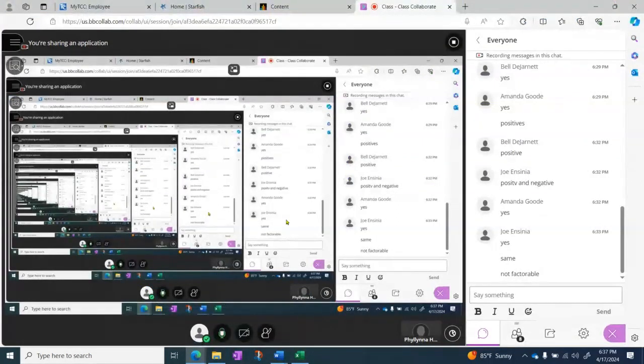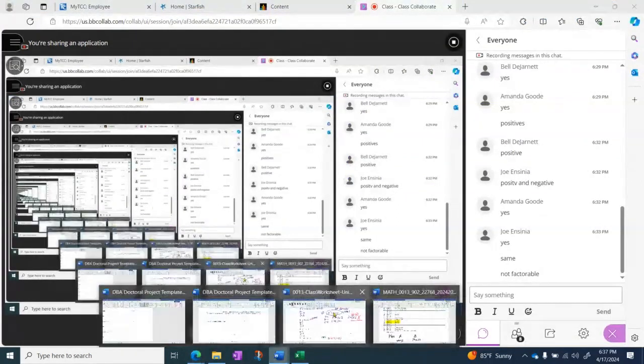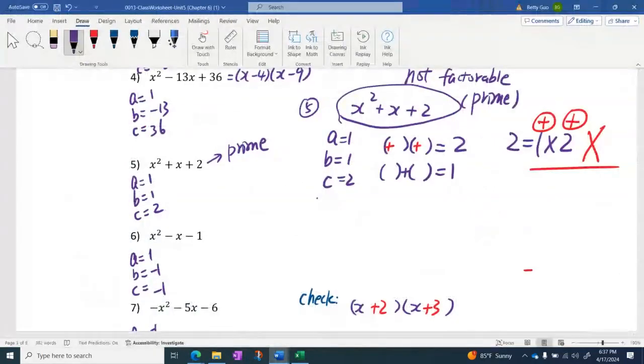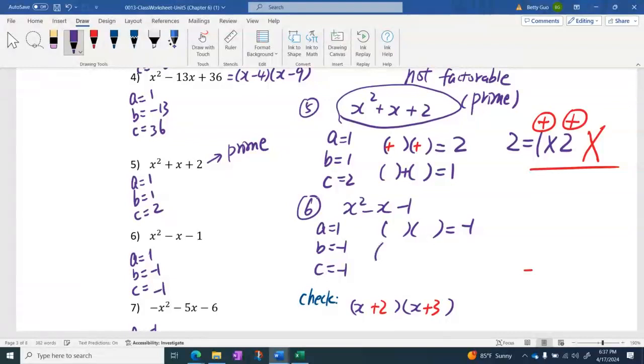Not factorable, yeah. Thank you, very good, exactly. That one is not factorable. Let's look at it together. Number 6, we have x squared minus x minus 1. A is 1, B is -1, C is -1. We need two integers that multiply to C and add up to B. So if the two integers need to multiply to negative and add up to negative, they must have opposite signs, right? Very important. We need to determine their signs. They must have opposite signs, and the negative number has a bigger absolute value.